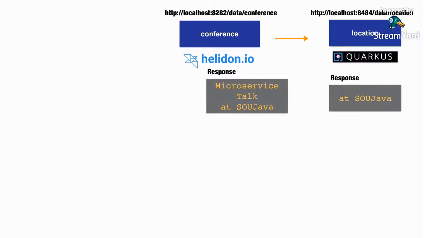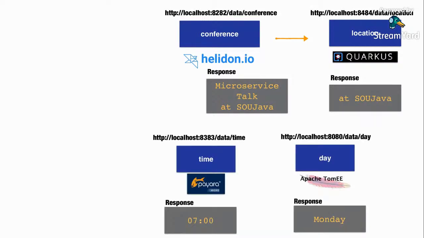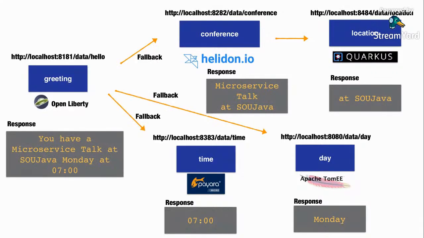So I'm also running this service using Helidon that will call the location service to figure out where I am, and it will tell me what I'm doing and where I am. And I also need a couple of services, one to tell me which day it is, and also what time it is. And I'll run the day service in Tomee and the time service in Payara. And then I'll modify the greeting service.